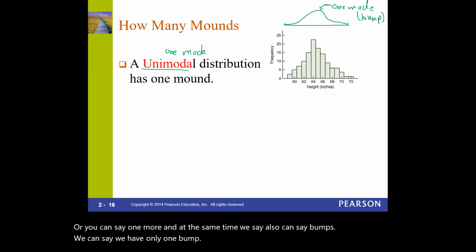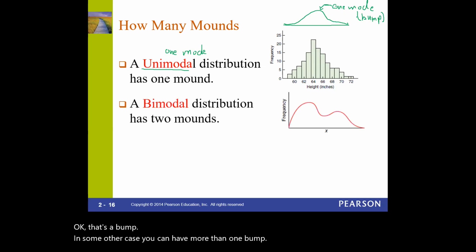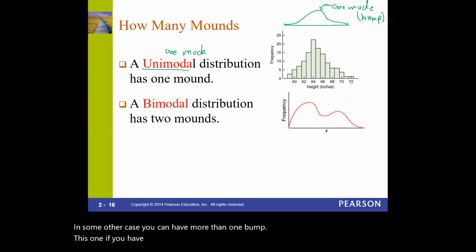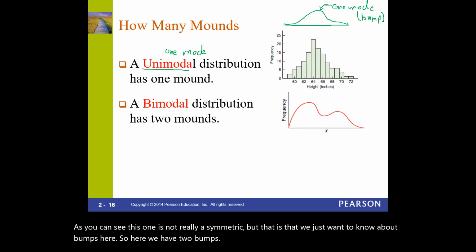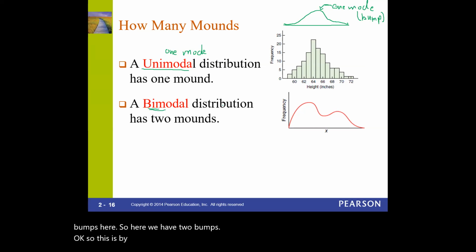Okay, that's a bump. In some other cases, you can have more than one bump, like this one. If you have two bumps, it's called bimodal. As you can see, this one is not really symmetric, but the idea is that we just want to know about bumps here. So here we have two bumps. Okay, so this is bimodal because you got two bumps.